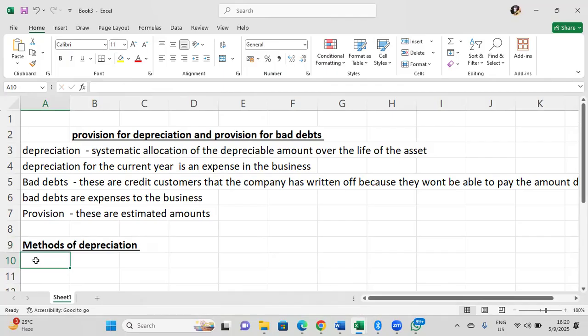We have said that as we use up the asset, it's likely to reduce in value. If you buy a motor vehicle or a machine, the more you use it, the more it's likely going to reduce in value. The value by which the asset has dropped is the depreciation. But how do you calculate the depreciation? What methods can we use to determine the value of the asset? The first method we can talk about is the straight line method.